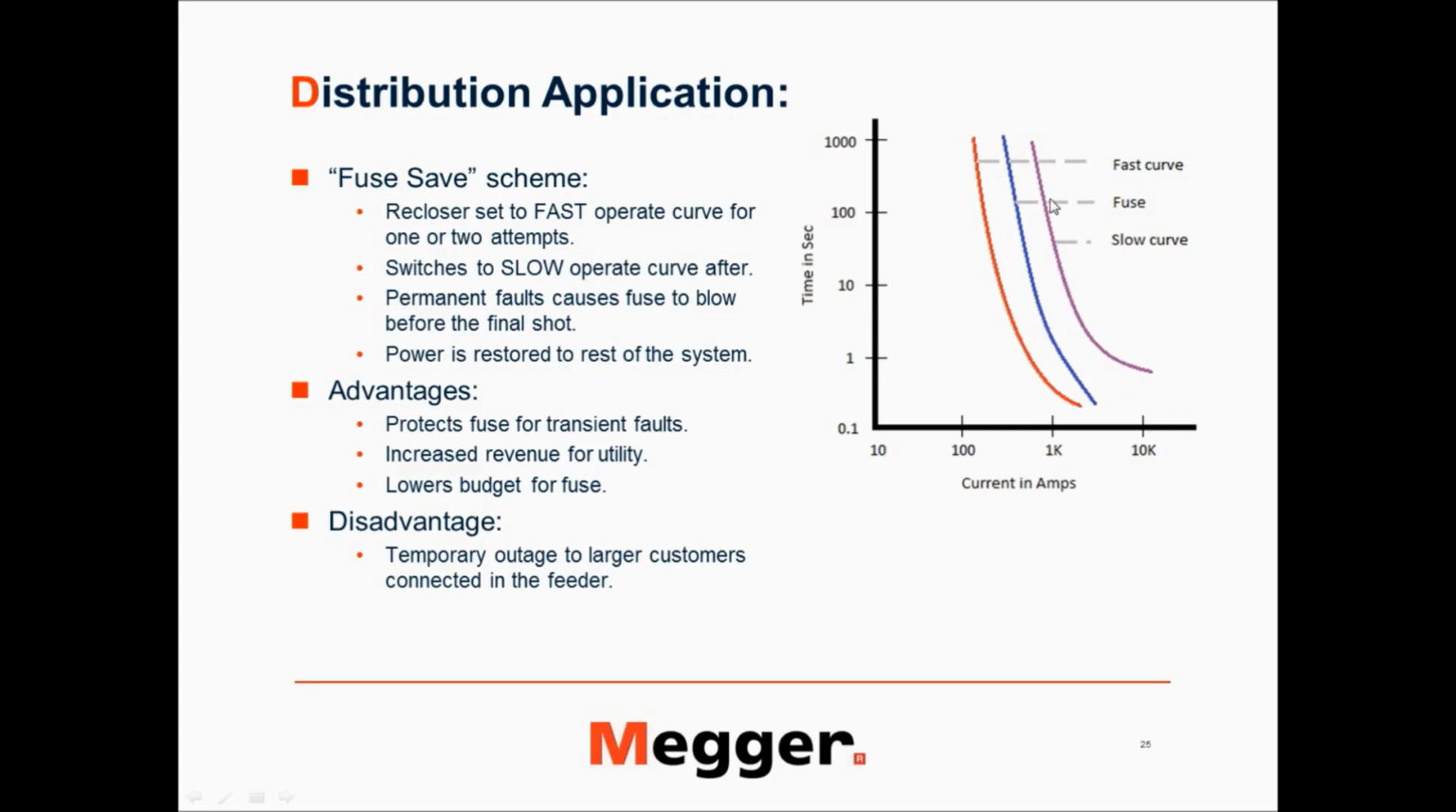So if the fault that triggered everything here is a permanent type of fault, it will blow the fuse, and they will send a line crew to replace the fuse and clear the fault before restoring the system again. Couple of advantages of using this fuse save scheme.